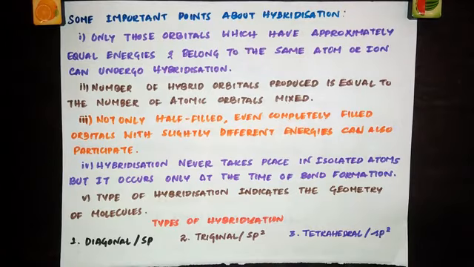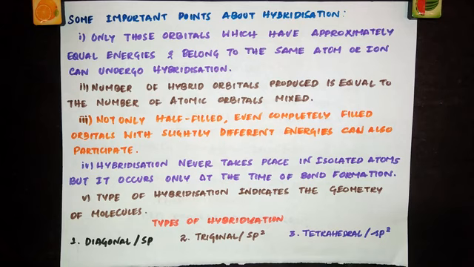Now let's see some important points about hybridization. First point, only those orbitals which have approximately equal energies and belong to the same atom or ion can undergo hybridization. I just told you, when they are undergoing hybridization, which means the mixing of orbitals, that mixing can happen only with those orbitals which have approximately equal energies.